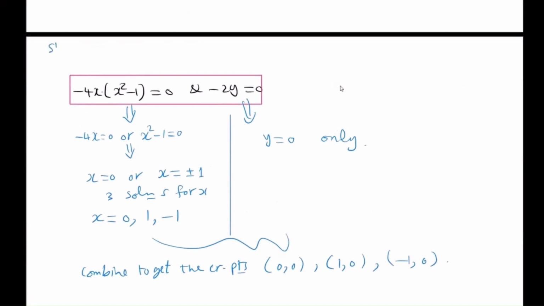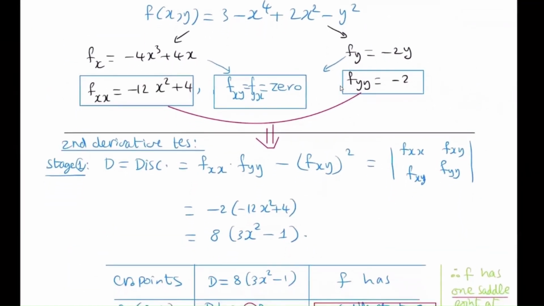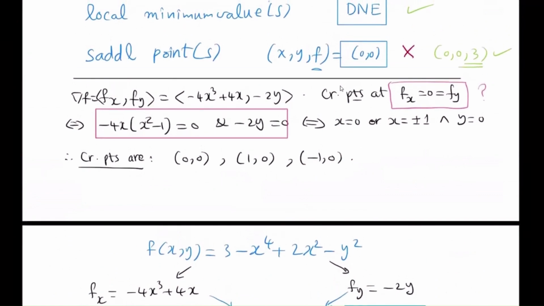Step 1: solve fx equals 0 and fy equals 0 together. We solve them simultaneously and get the critical points. What do we do with the critical points? We go to step 2. This is step 1. Okay.